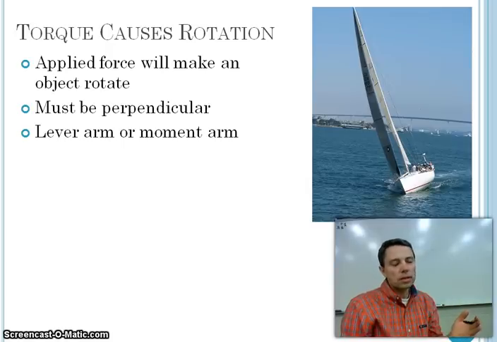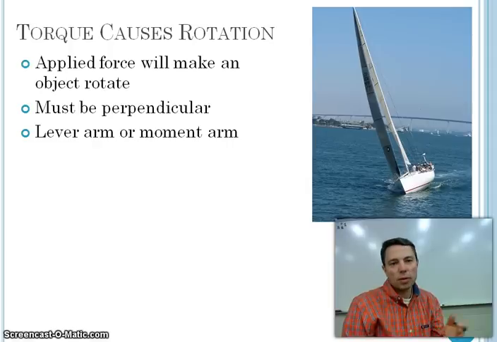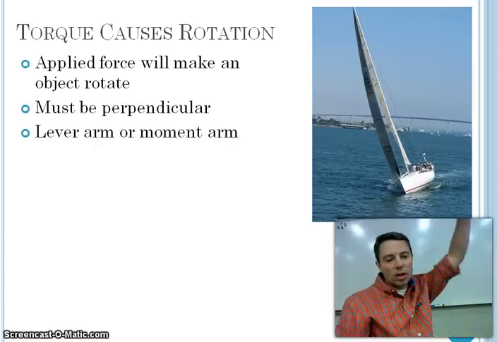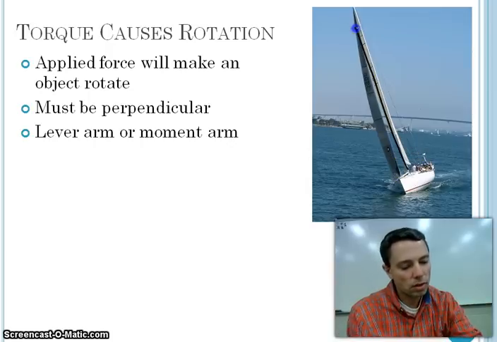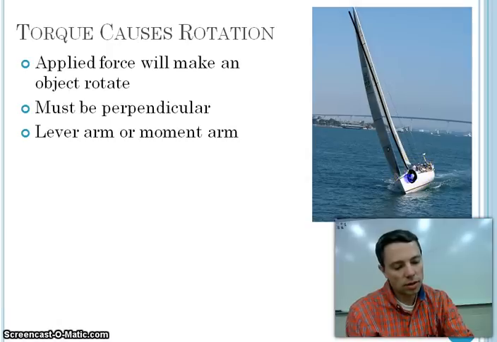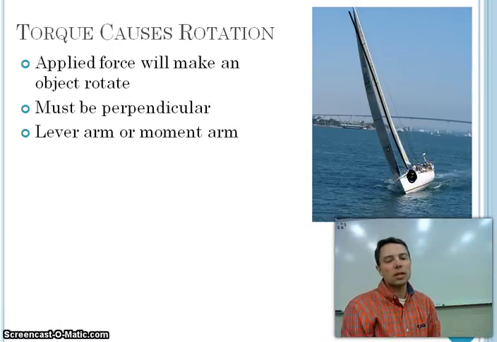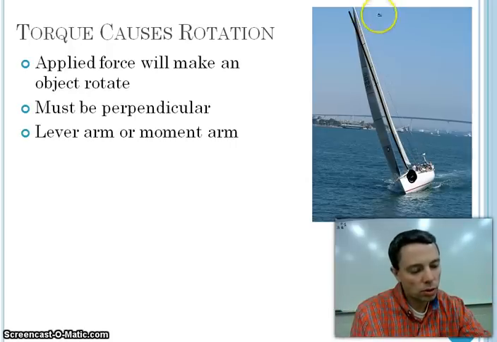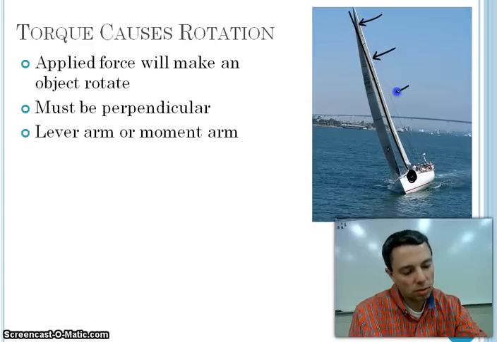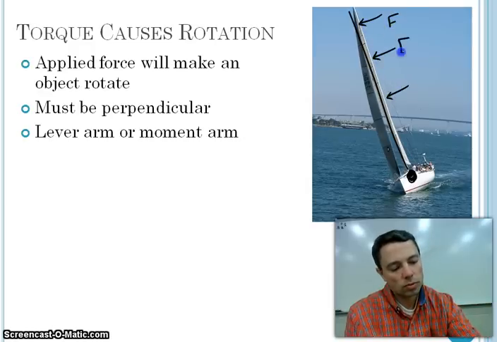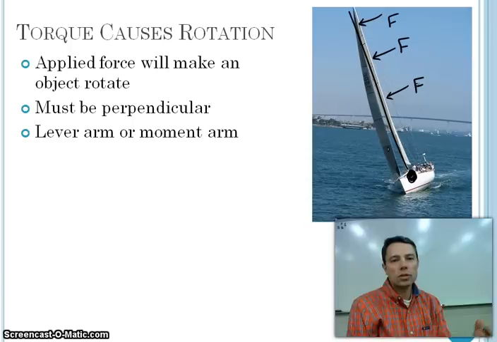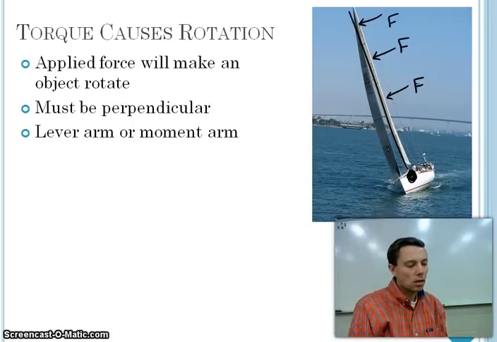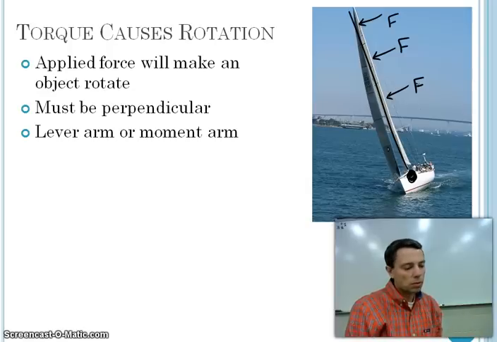Now, I picked a picture of a sailboat, and I don't know how many of you have ever been sailing before, but sailboats have these big, tall sails, and there's this point on the boat that we look at rotating, and it's almost like it wants to flip. If the wind starts to push on it here, or here, or here, we're applying force. And that force has the ability to make something rotate. So an applied force makes an object want to rotate.